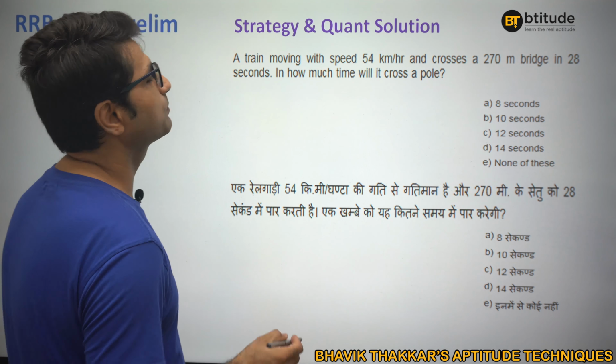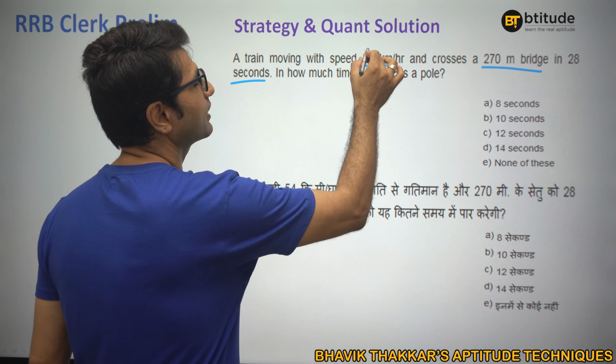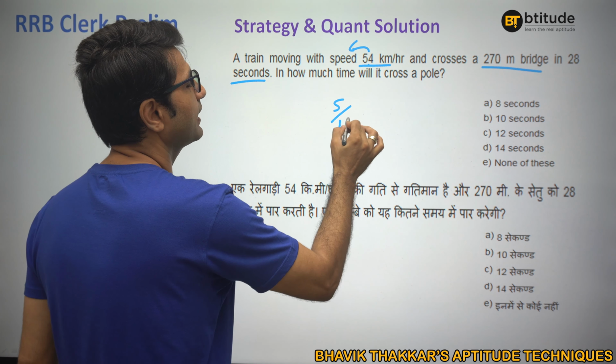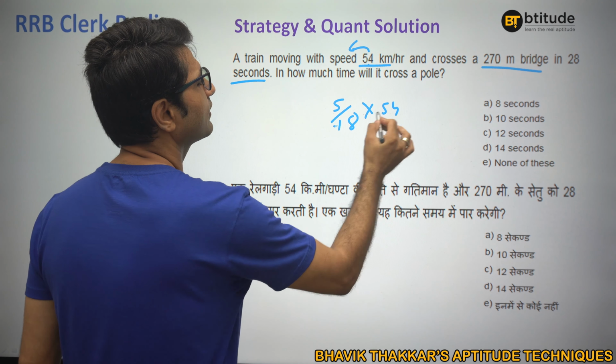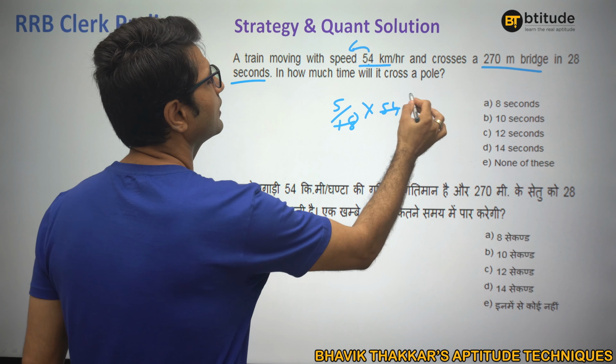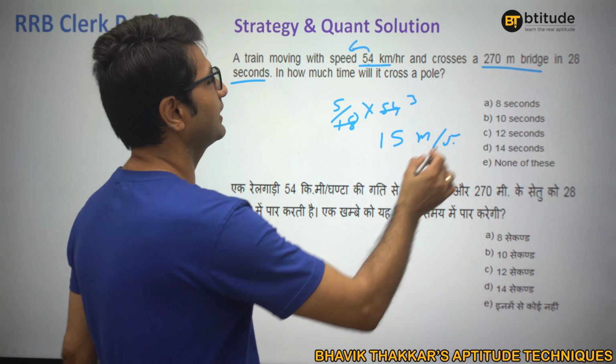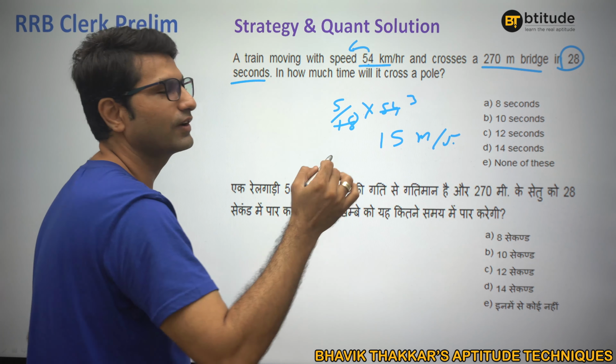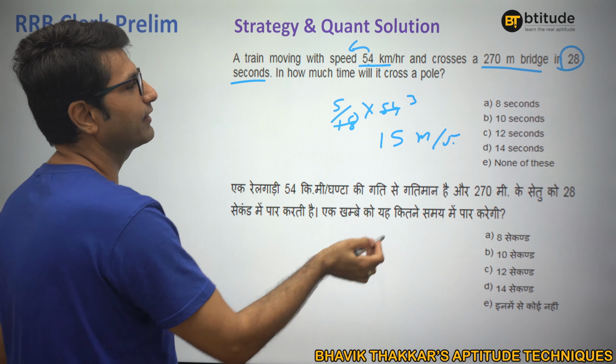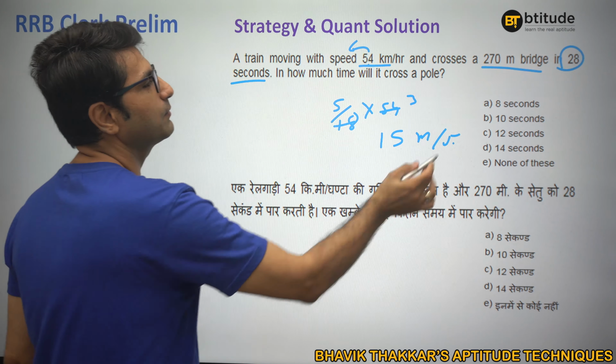Train moving with this speed crosses a 270-meter bridge in 28 seconds. So when it is crossing the bridge, the distance is train's length plus bridge length. So we have to understand 54 km per hour into 5 by 18. 5 by 18 multiplied by 54 is actually 15 meters per second. So in 28 seconds it would have crossed 28 into 15, 420 meters. 270 meters is the bridge. So 150 meters is the train's own length.